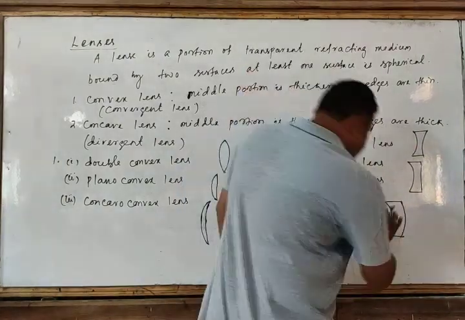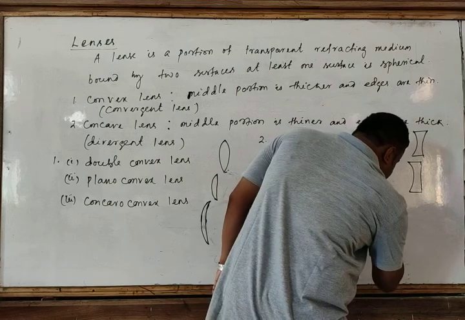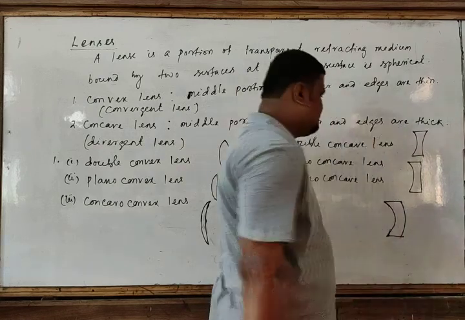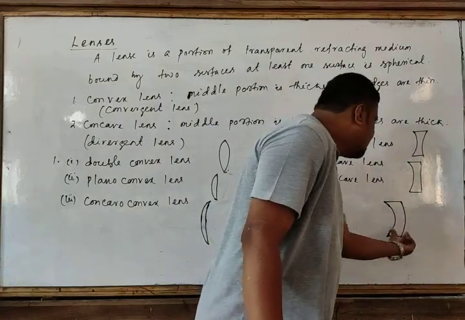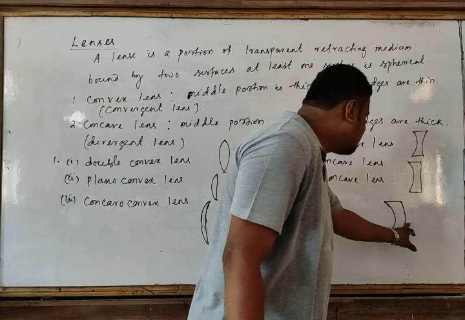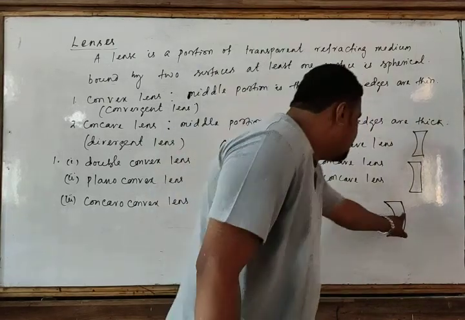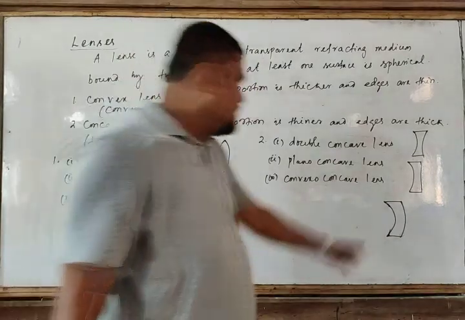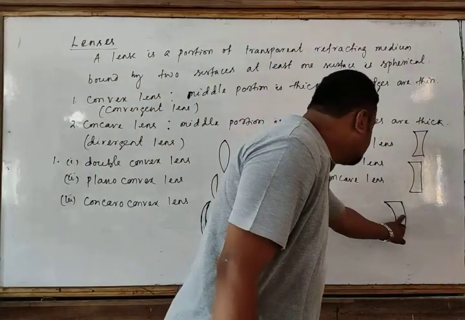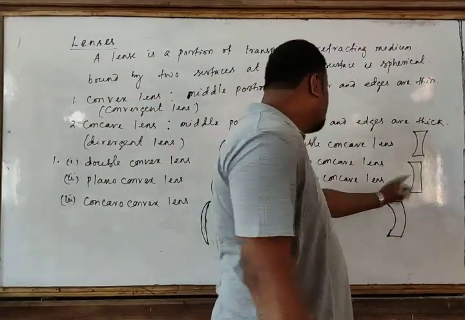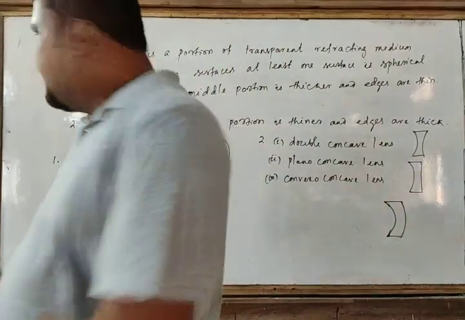Yeah. And you can make the middle portion thin. So this is thin, these are thicker. So this is a convexo-concave lens: this surface is convex, this is concave, a convexo-concave lens. So these are the different lenses.